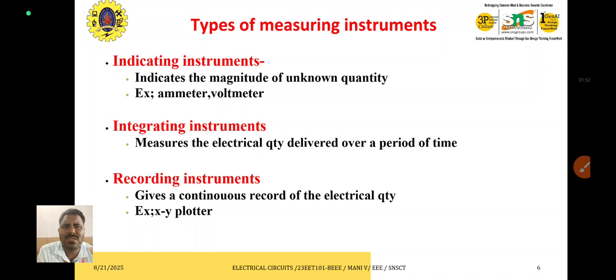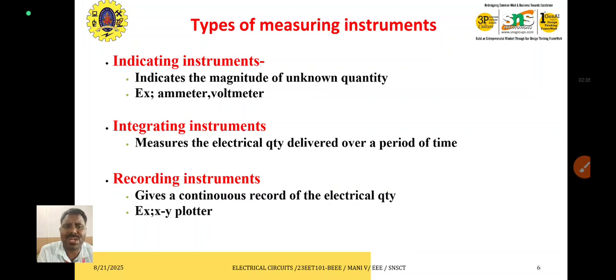The indicating instrument is just like a clock. We are holding the clock, and it indicates the time. Now the time is 3 o'clock. The pointer indicates that the time is 3. Similarly, the meter needle, the pointer, indicates the amount of current, voltage or power, etc. So it indicates the unknown magnitude, like an ammeter, voltmeter and wattmeter.